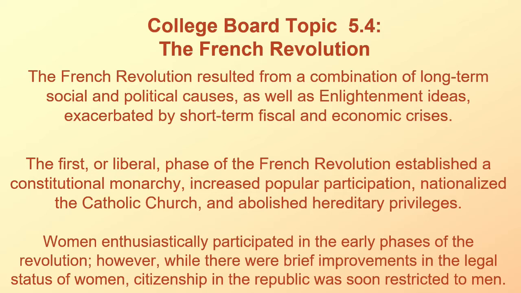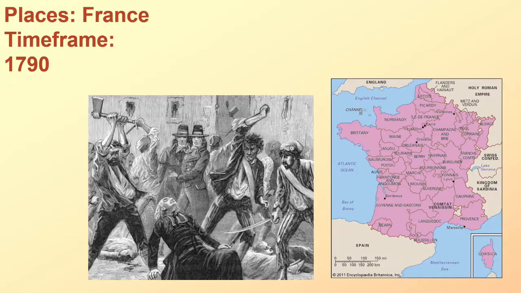And women enthusiastically participated in the early phases of the revolution. However, while there were brief improvements in the legal status of women, citizenship in the Republic was soon restricted to men. Time frame about 1790. Let's stretch that to 1791. And look at this picture. Oh my, look at how violent they're getting with this poor priest. That's the name of our lesson, Politics and Religion.